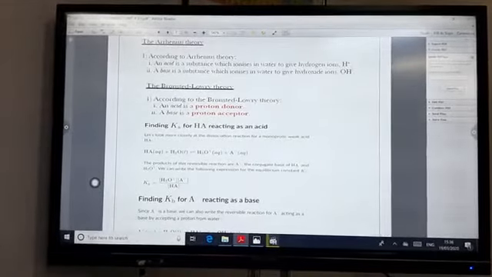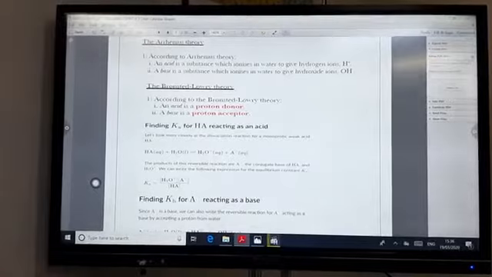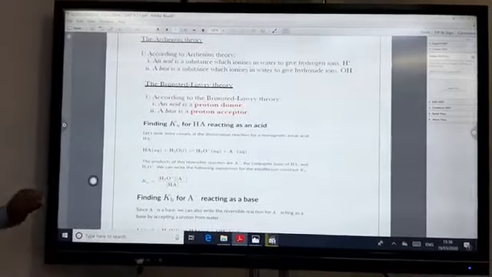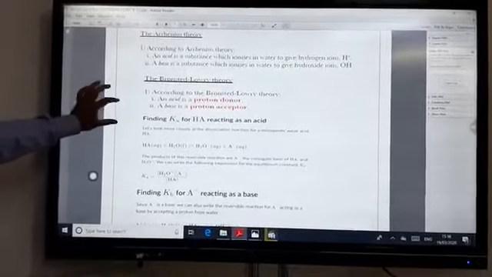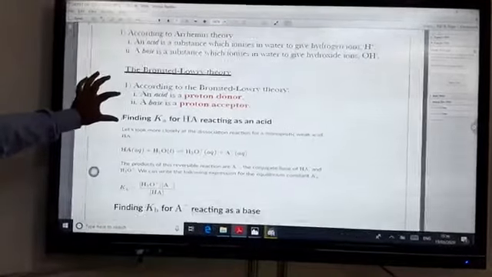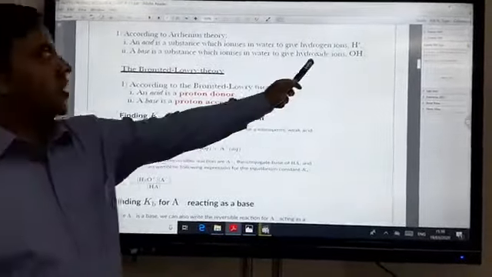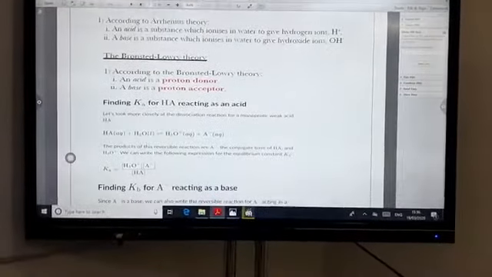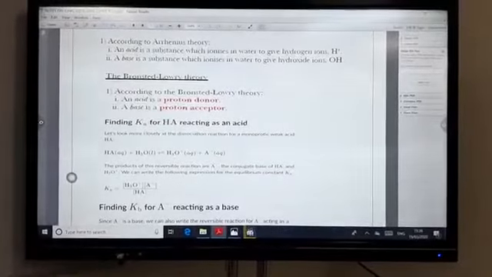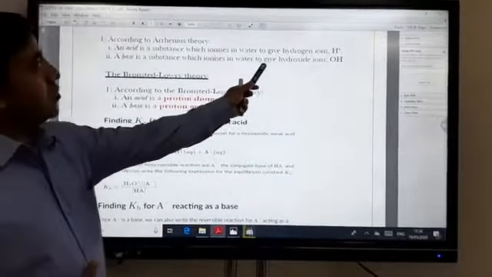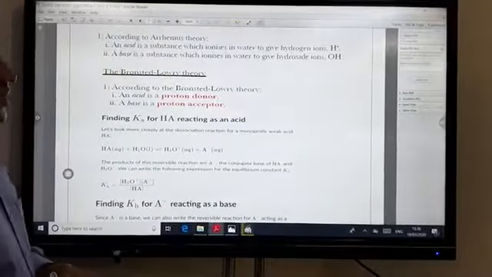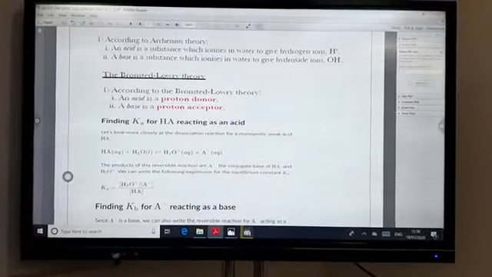According to Arrhenius theory, an acid is a substance which ionizes in water to give hydrogen ions. As given there, very clear, those substances that give hydrogen ions we call acid, and those substances that ionize in water to give hydroxide ions, OH minus, we call base.